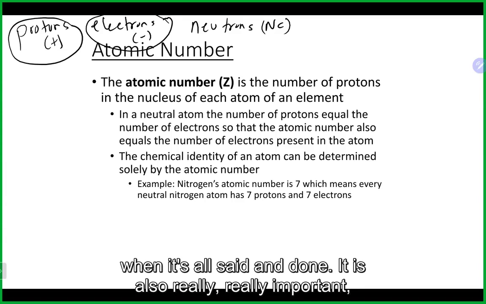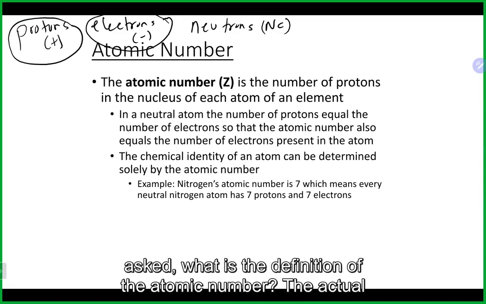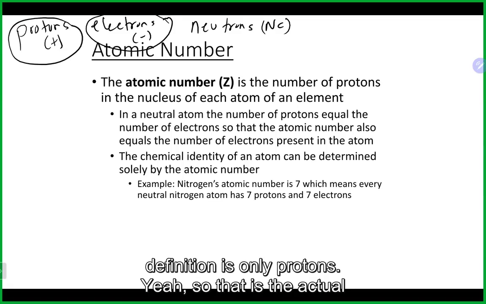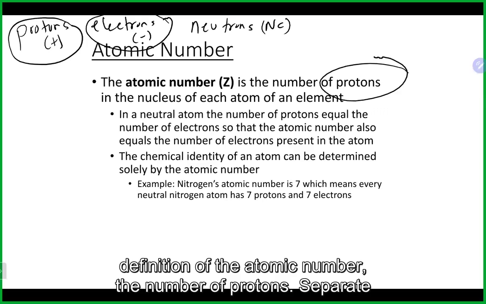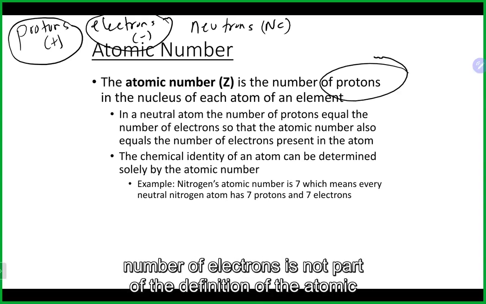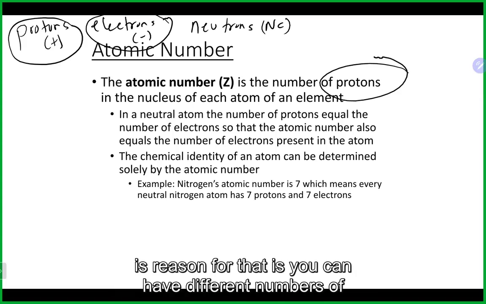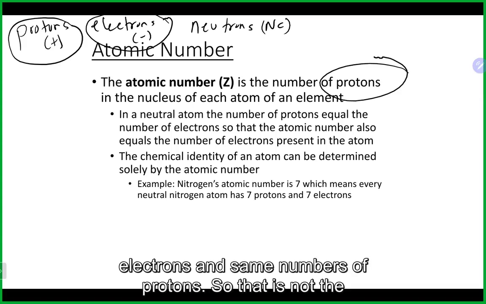It is also really important, if you're asked this question, which you might be, what is the definition of the atomic number? The actual definition is only protons. That is the actual definition of the atomic number, the number of protons. Separately, if you're dealing with something that's neutral, it will also tell you the number of electrons. But the number of electrons is not part of the definition of the atomic number. It is only the number of protons. One reason for that is you can have different numbers of electrons and the same number of protons, so that is not the definition.